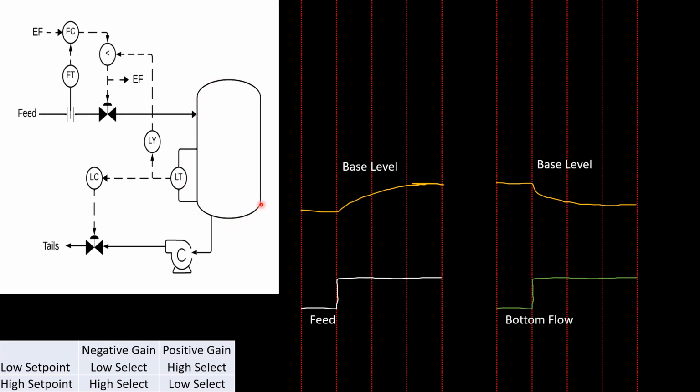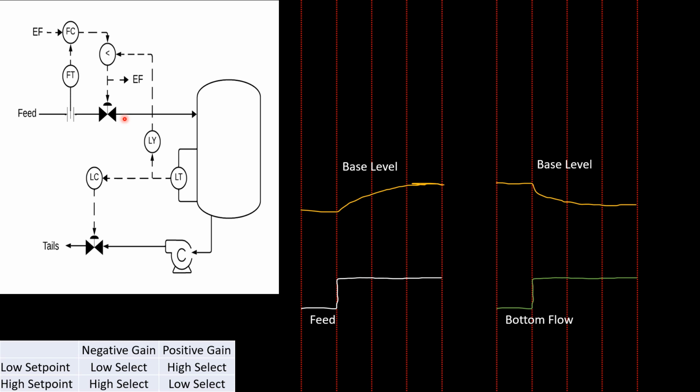Suppose we have a distillation column where base level is controlled by tails flow, and feed flow is typically controlled by just a flow controller. In abnormal circumstances, if the tails flow is fully open but base level continues to accumulate to above a certain level, too high of a level, then we're going to need to cut back on steam naturally.